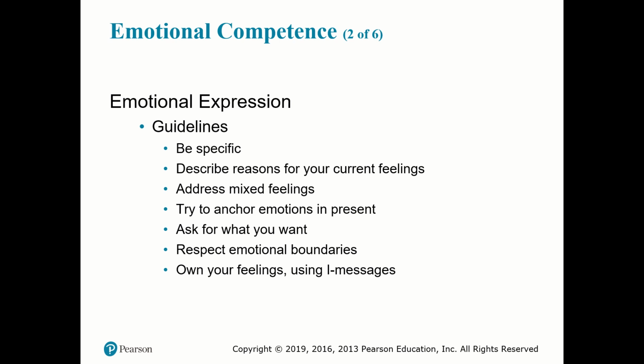First of all, you want to be descriptive and specific. So, whenever you are describing how you feel to someone else, sometimes we say things like, well, I'm just super upset. Well, what does upset mean? Does that mean that you're sad? Does it mean that you're angry? Does it mean that you're frustrated? There are a lot of different interpretations of that word. So you want to be specific. When you know what they are, describe the reasons for your current feelings. Again, avoid blaming other people. Talk about events.